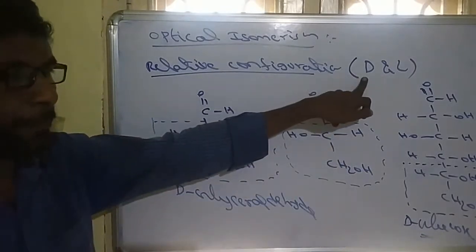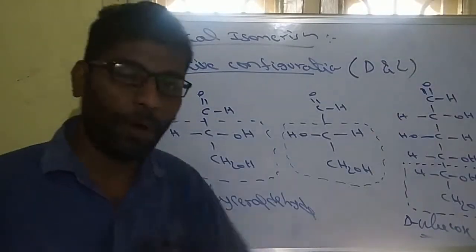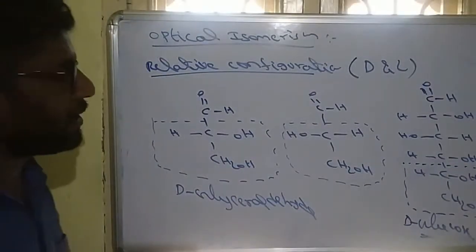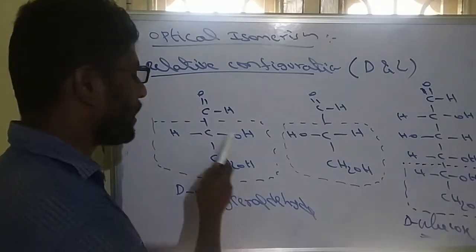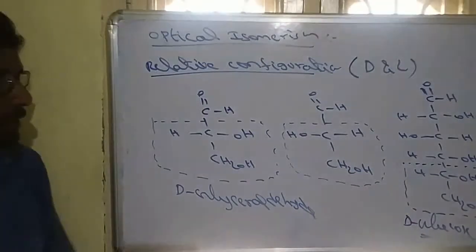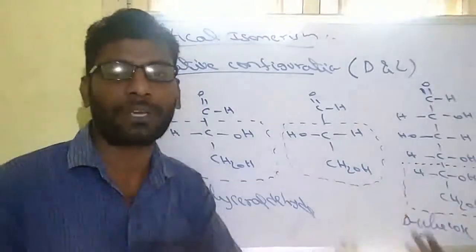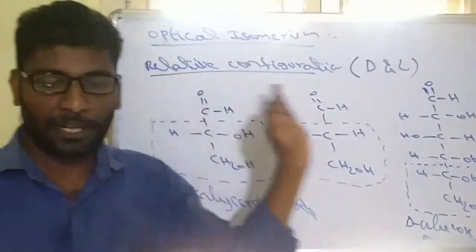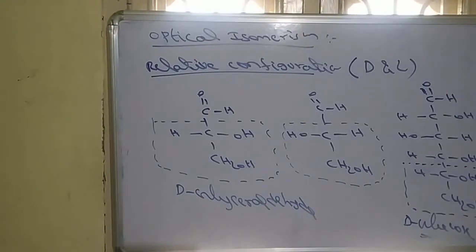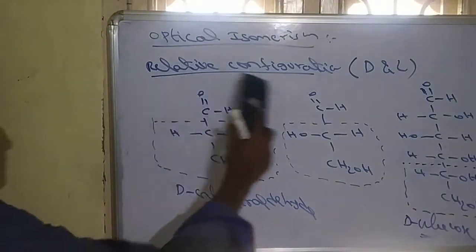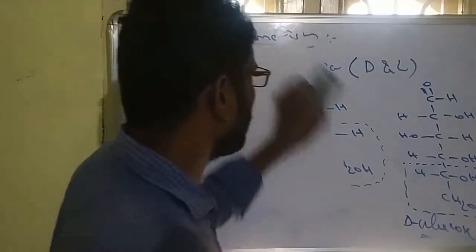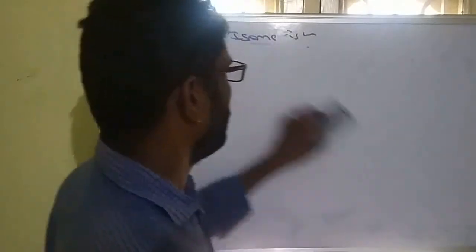D means dextro, which means right side. L means levo, which means left side. These are the relative configuration. But the problem here is that every molecule does not contain this group. Only if this group is present can we identify. If Cl groups are there in place of OH groups, we cannot check. So relative configuration is not applicable to all molecules, only to carbohydrates. For any other molecules, we cannot observe.